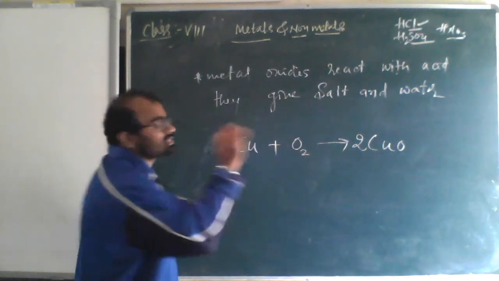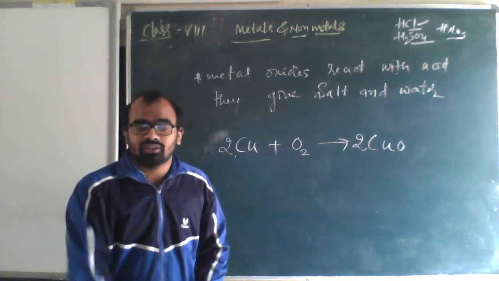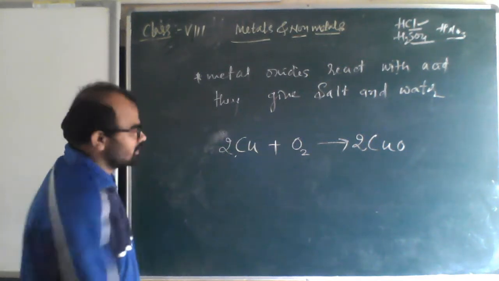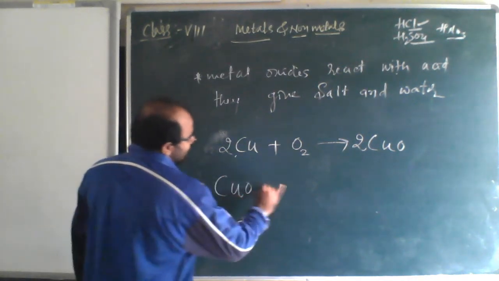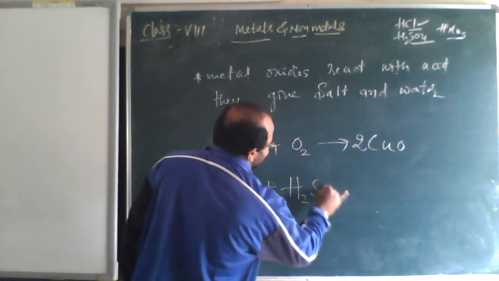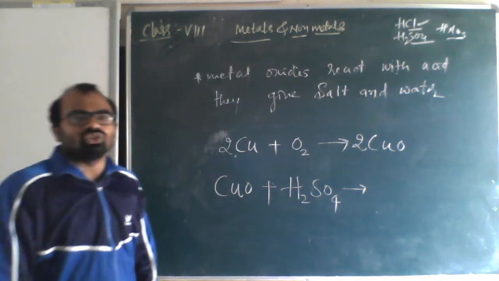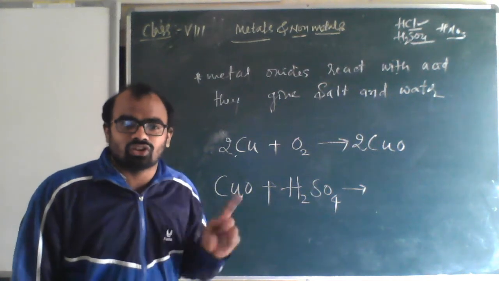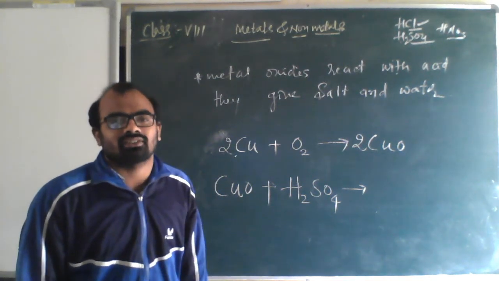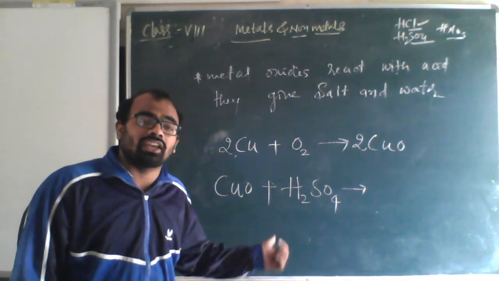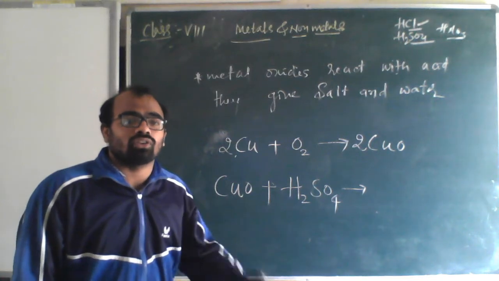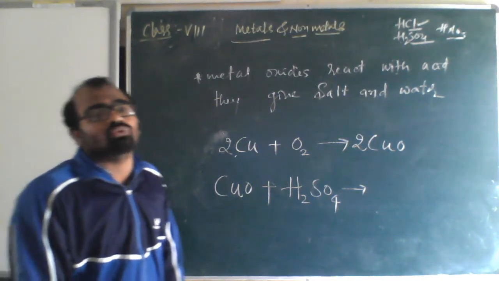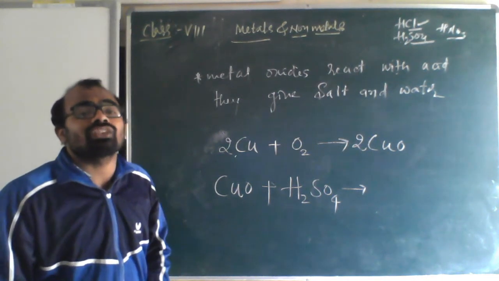Now this CuO, copper oxide, will react with an acid. This time we will take sulfuric acid. CuO plus H2SO4. Don't search for all these things in your textbook. These are not available in the textbook, but they are there for the syllabus. We have to remember them because you have already studied these in 7th class. CuO plus H2SO4.